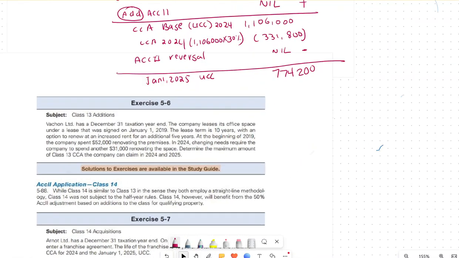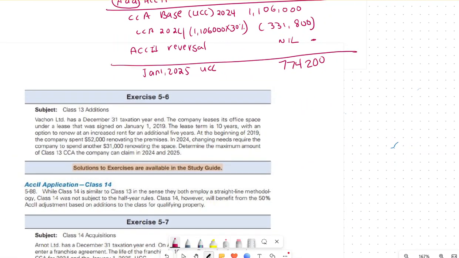So let's go to the next one. What is the next one telling you? We have some additions. We want to know how to deal with those additions, and we want to know first what class they are and what the addition is. So it's a class 13. We're in class 13.